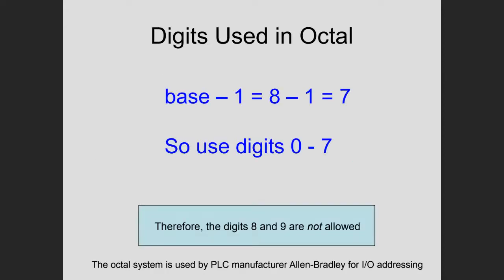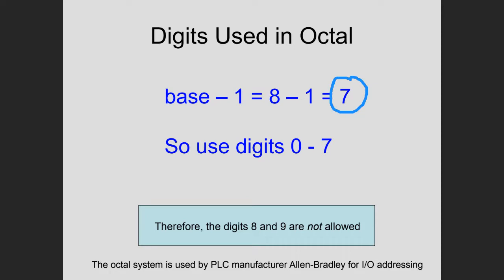And if we use our method of determining the number of symbols and the value of the highest symbol, it's a base 8, so we're going to have 8 symbols. 8 minus 1 is 7. So the highest digit we can use in the base 8 number system is a 7. We can't use an 8. We stop at 7. When I run out of digits, I have to start repeating, just like I showed you on the board a second ago.